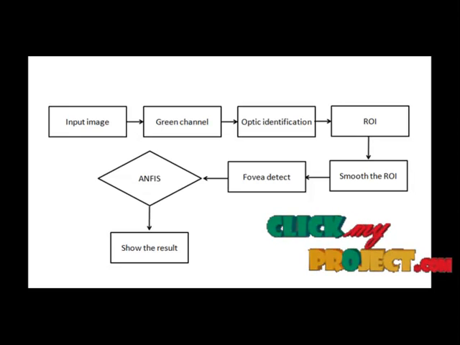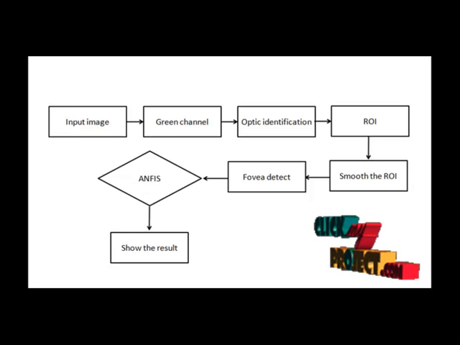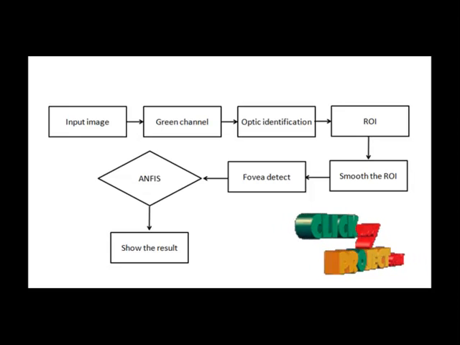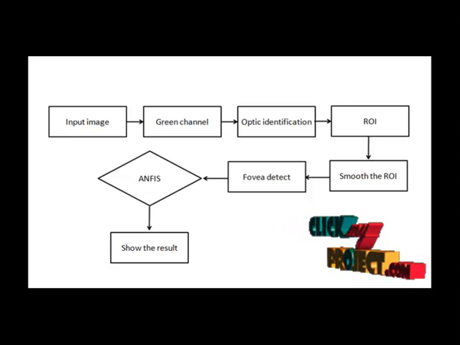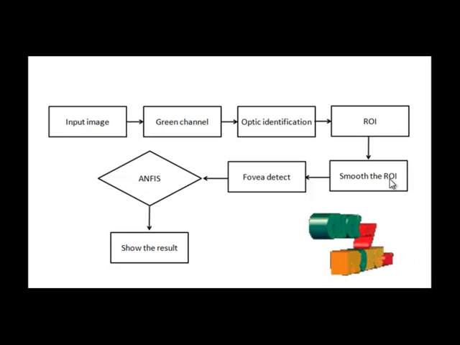The fovea is located by anatomical information. In this method, the ROA image is 160 by 160 pixels. The ROA image is useful to detect the location of the fovea. Then we finish the ROA process, and then we go to the smooth ROA.